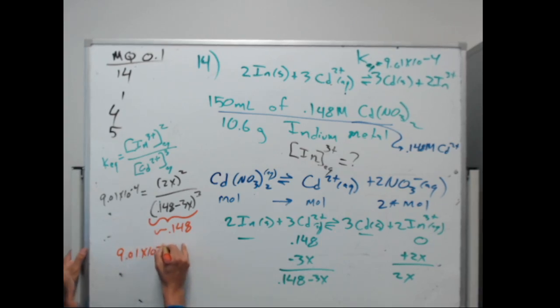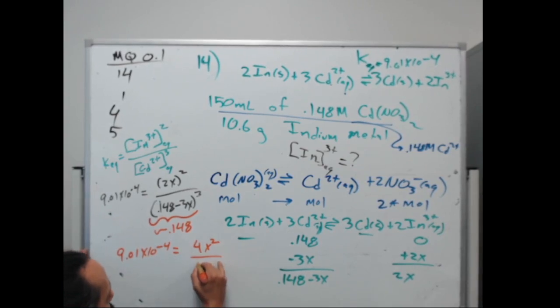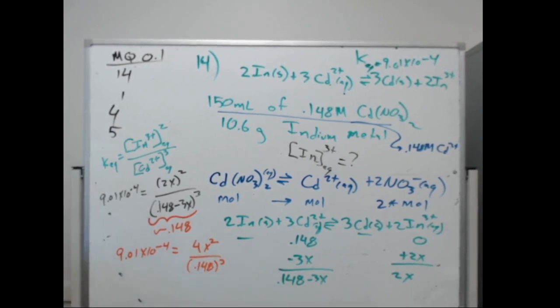9.01 times 10 to the minus 4 is equal to 4x squared over 0.148 cubed. That is so much easier to solve. No cubic equation. I multiply two numbers by each other, divide by 4, take the square root. So much easier to solve, and hopefully it's a reasonable value.